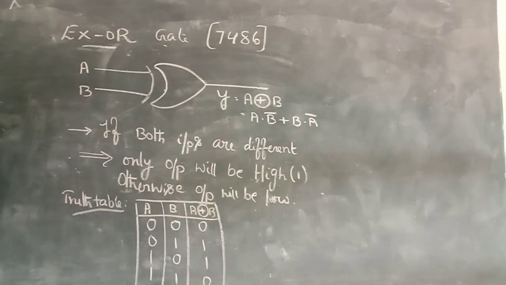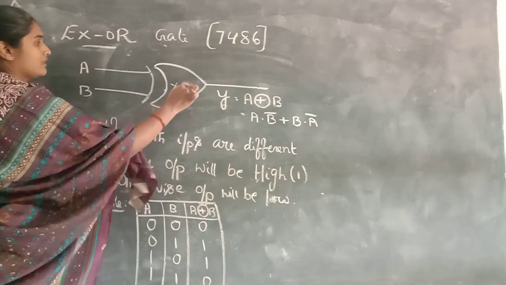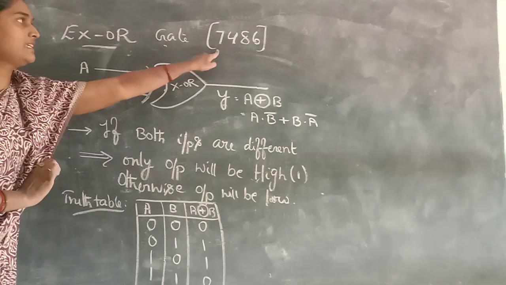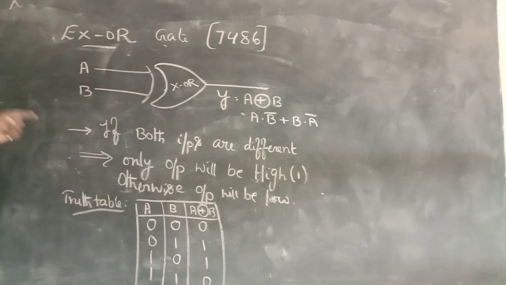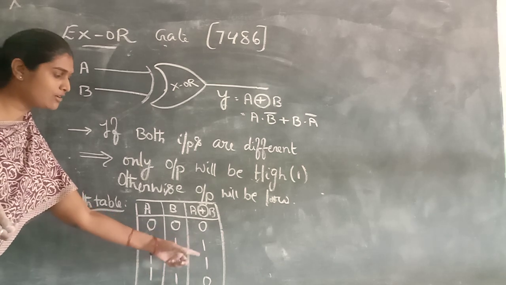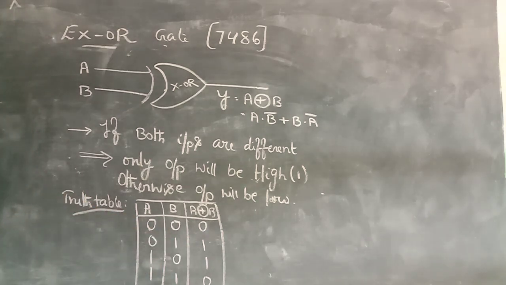This is the schematic symbol of the XOR gate. The IC number is 7486. The logic is if both inputs are different, then only the output will be high. Otherwise, the output will be low. In the truth table, only for inputs 0 1 and 1 0 do we get output as 1. Otherwise, the output is 0.